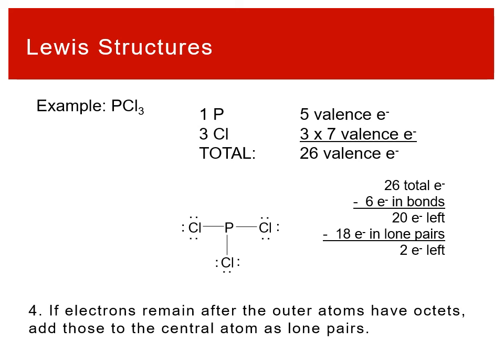Those 2 electrons have to be assigned somewhere, and what I can do is use them to fill the octet of the central atom, in this case the phosphorus. That P needs 2 more electrons. And once I add those 2 more electrons to the phosphorus, it also has an octet.